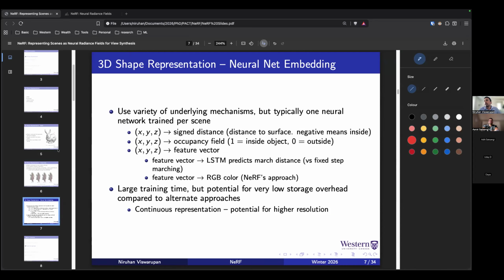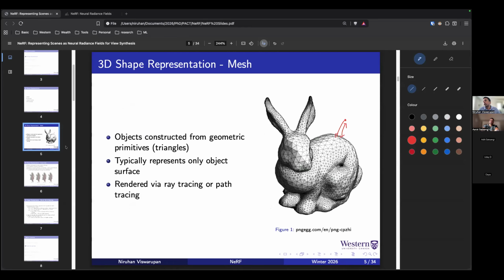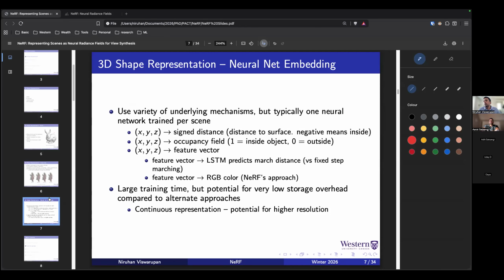For each of these, the rendering technique will vary because you get information in several modes, so you have to render it in different ways. This is just one idea that people have tried, which is signed distance.